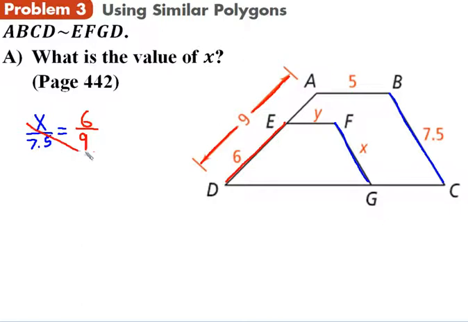Okay, cross multiply. 9 times x will give us 9x is equal to our other cross product, 7.5 times 6, which is 45. Okay, cross multiply and divide. Divide both sides of the equation by 9. And we end up with x is equal to 5.